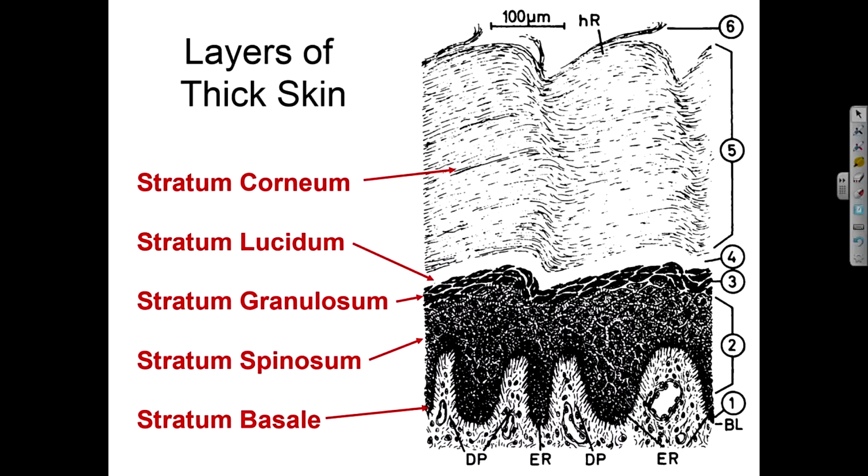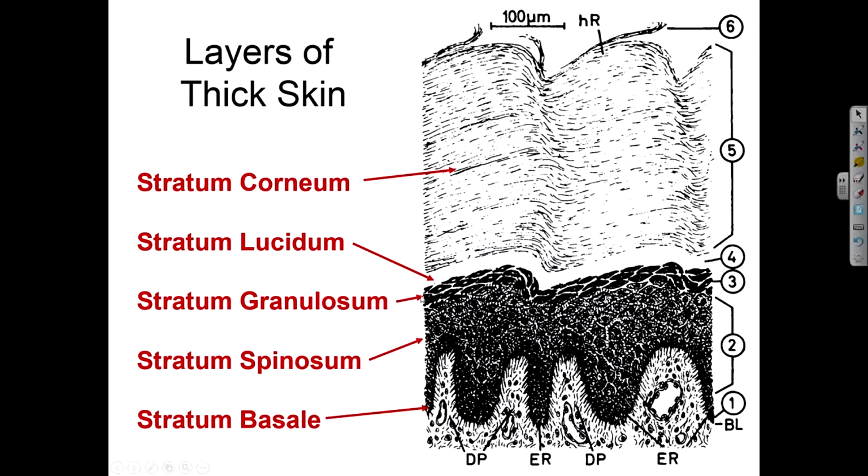So here are the layers showing in thick skin. So from here to here is the epidermis. Below is the dermis. So the stratum basale is the basal layer of the epidermis. Above the stratum basale is the stratum spinosum, which has this spiny appearance of the keratinocytes. And then above the stratum spinosum is the stratum granulosum. These keratinocytes have granules in them. These are the three living cell layers.